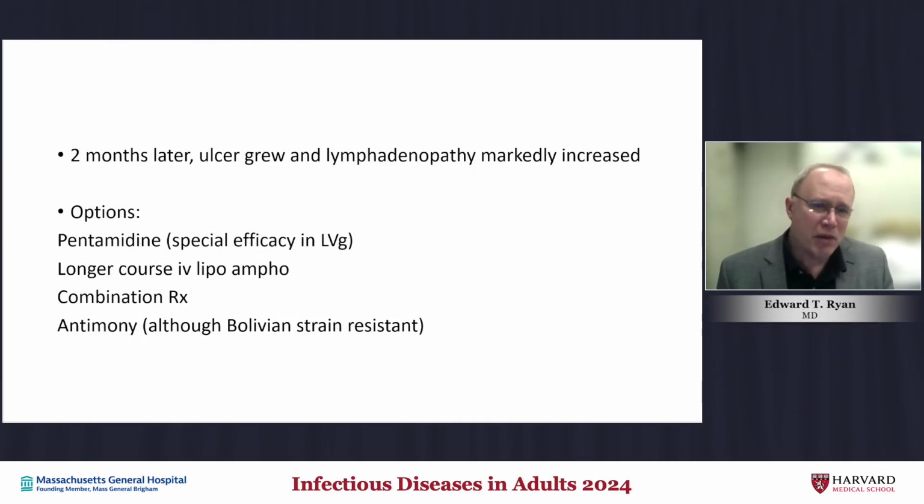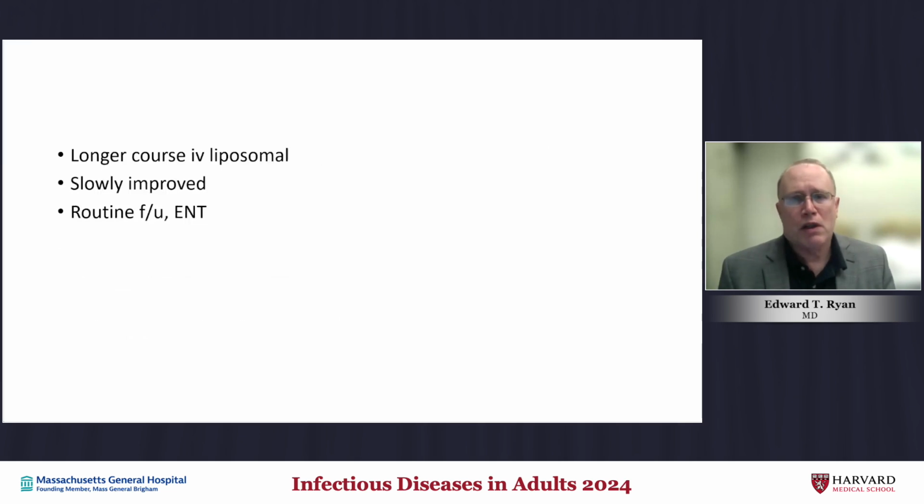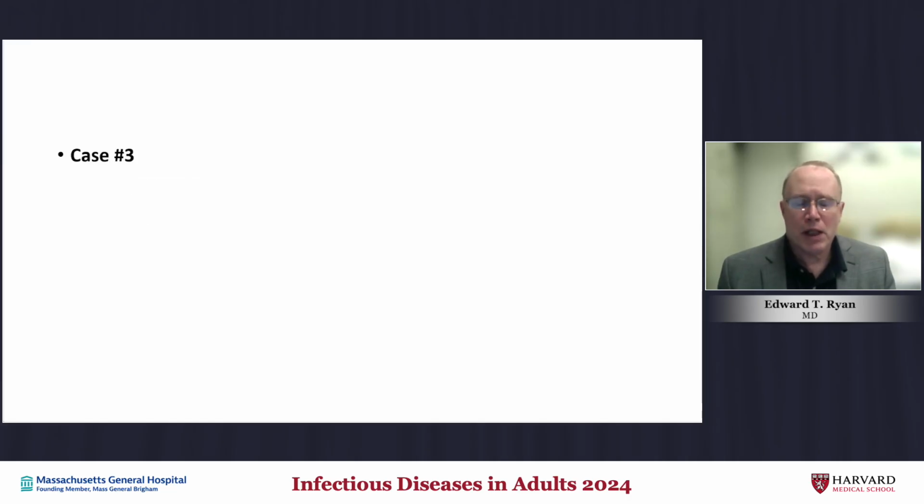You have to get those from the CDC, and you wouldn't know this unless you're an expert, but the Bolivian strain tends to be relatively resistant to those. So at the end of the day, a longer course of liposomal amphotericin was sort of the least resistant course, and he slowly improved on this, and he gets follow-ups routinely for at least a year or two, if not longer, for ENT, looking for any mucocutaneous recurrence. All right, that was case 2. Let's go on to case 3.